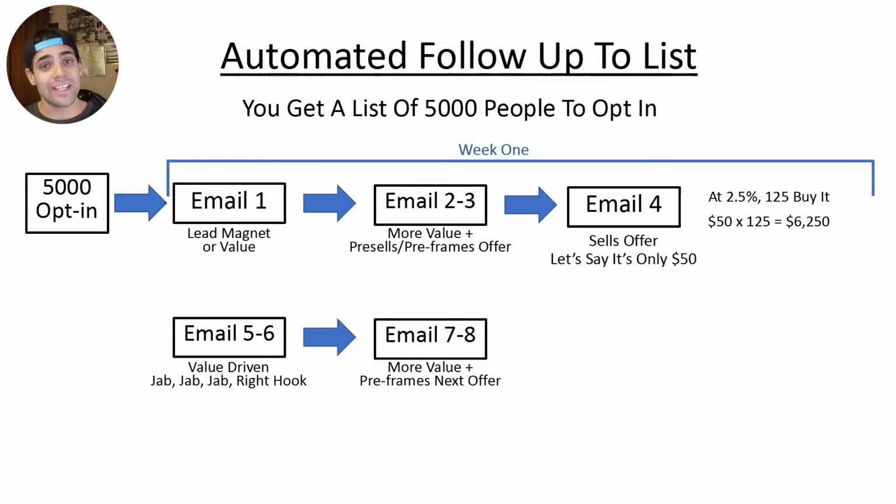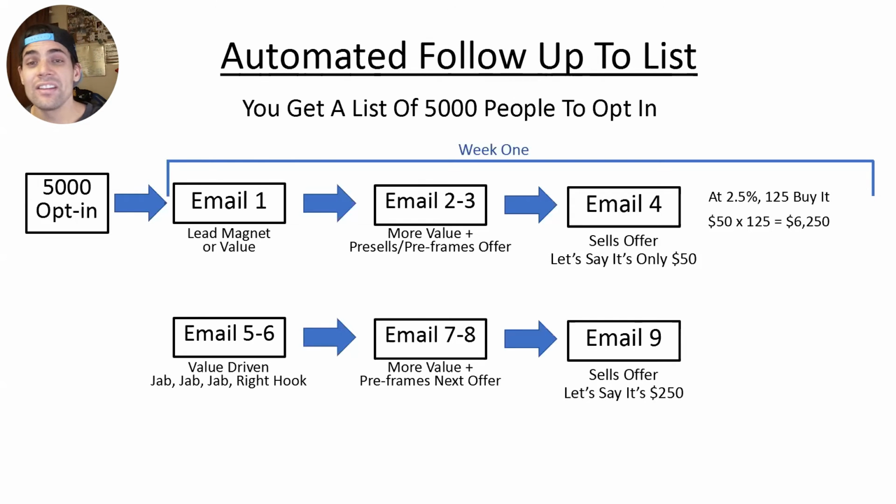Now, your offers can get bigger. People are still opening your emails, they've built a relationship with you. They trust you more. This isn't the first time they're hearing about you. This isn't the first time they're seeing you. So you can get more aggressive with your sales now. So let's say in email 9, the offer is $250, right? So at the same 2.5% buy, 125 of them buy, 250 times 125, you did $31,250.